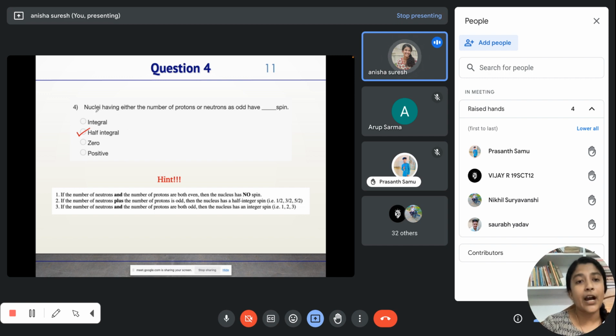So here they have asked about nuclei having either the number of protons or the number of neutrons as odd. So the spin of that nucleus will be half integral spin. Is it clear?